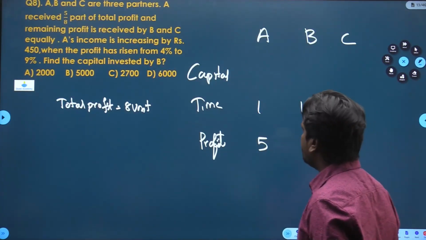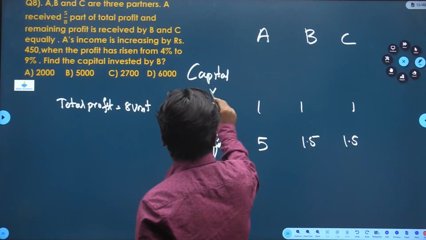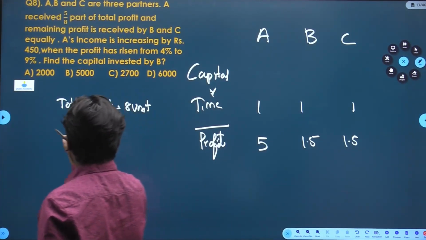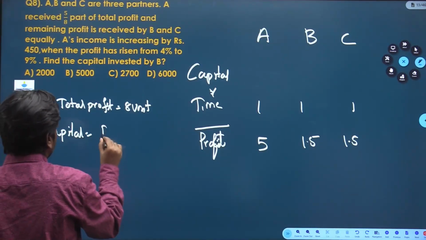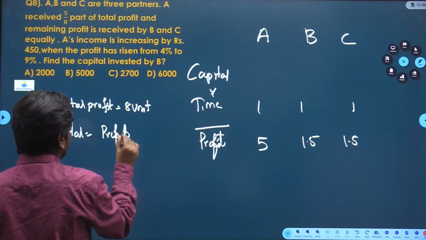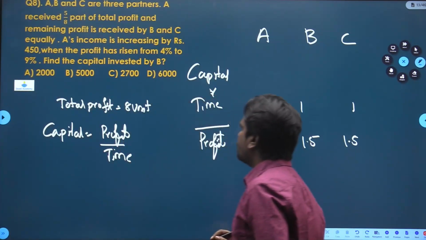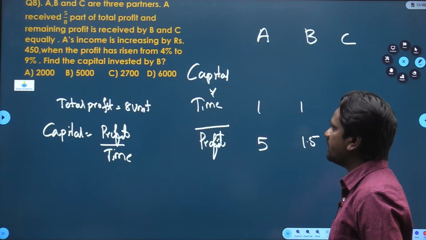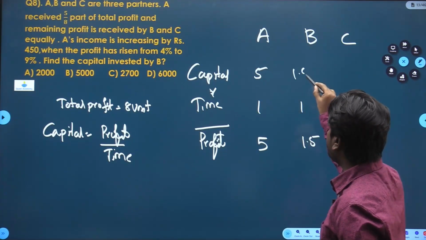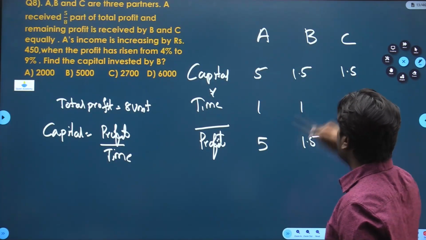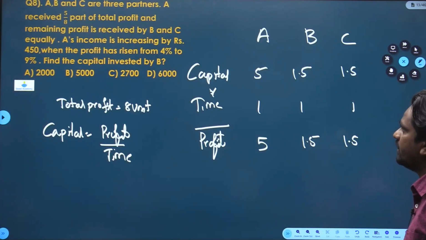Now we know profit is equal to capital into time. So capital is equal to profit by time. We are finding the capital ratio because they are asking the capital invested by B. So the capital ratio is 5 : 1.5 : 1.5. Fine, so now we have the ratios of capital, time and profit.